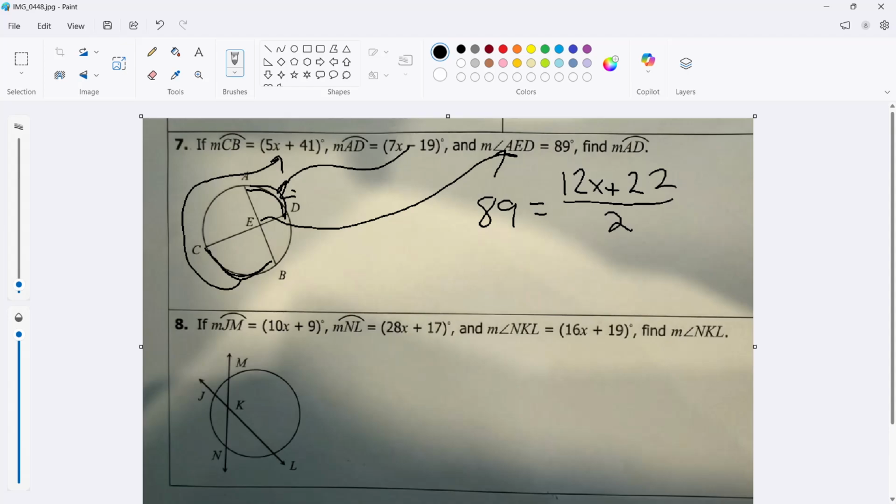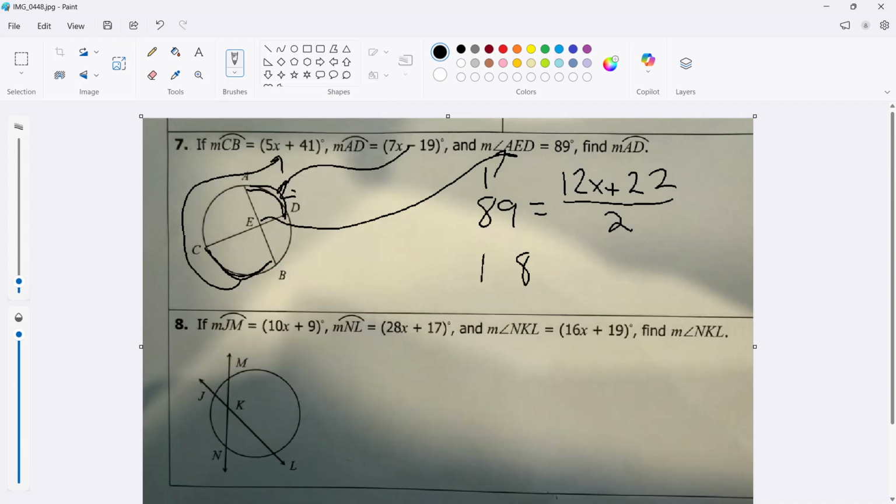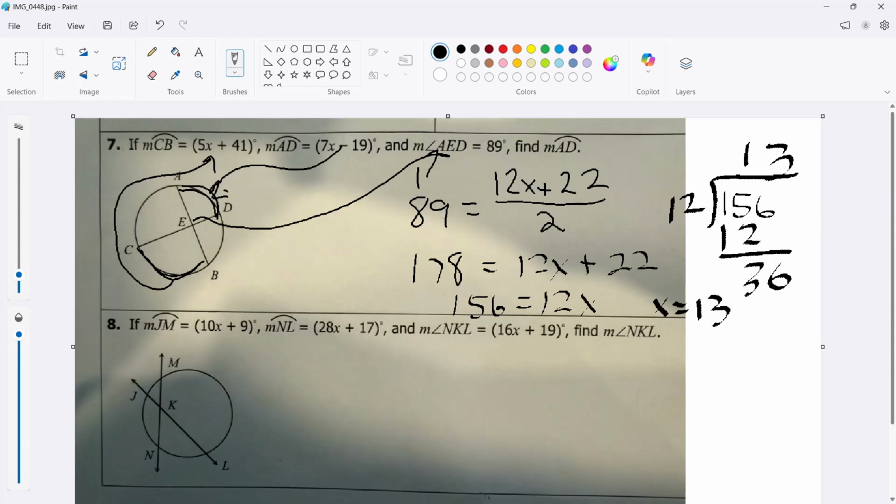Okay, so now I multiply both sides by 2. 2 times 89 is 178. So 178 equals 12x plus 22. I will subtract 22 from both sides. 156 equals 12x. What would x be then? You can do it on a calculator. I'm going to do it by hand. 156 divided by 12 is 13. X equals 13.